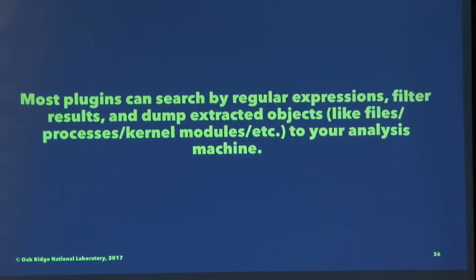Most of these plugins can search by regular expressions. They can filter results, and they can dump extracted objects like files or processes to disk. So if you do see a process that looks interesting to you, you can go in and say, hey, give me this process and dump it to disk. And it'll actually give you that exe out of memory as it would have been on the computer. Then from there, you can run your favorite static analysis tools against it, see weird things about it, investigate it, put it to a repository, all of that kind of stuff.